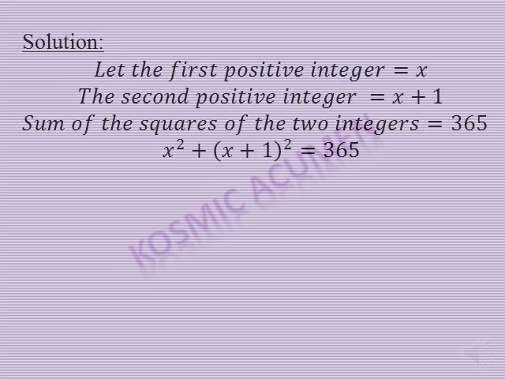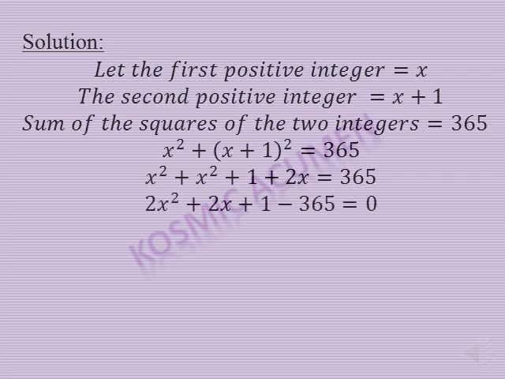Also they have given us that the sum of the squares of these two integers is 365. Now sum of the squares of the two integers means x square and x plus 1 whole square. Sum of these two terms, x square plus x plus 1 whole square is equal to 365. This is the equation that we have. We simply apply a plus b whole square, which is equal to a square plus b square plus 2ab on x plus 1 whole square, and we get the equation x square plus 1 plus 2x is equal to 365. On further taking 365 on the LHS and adding x square and x square, we get 2x square plus 2x plus 1 minus 365 is equal to 0.